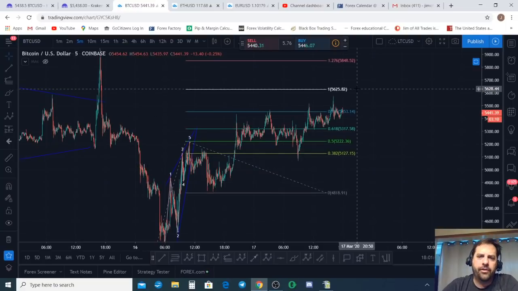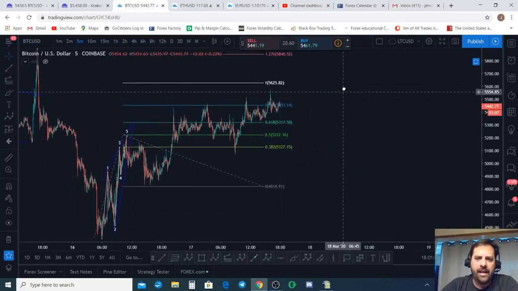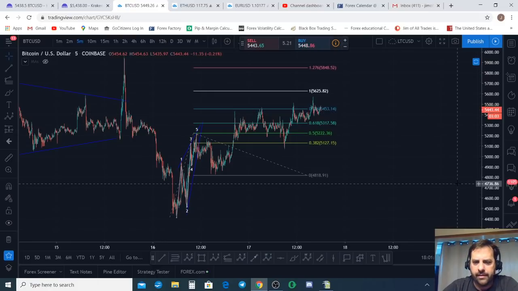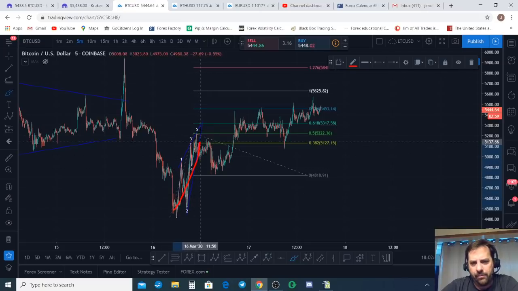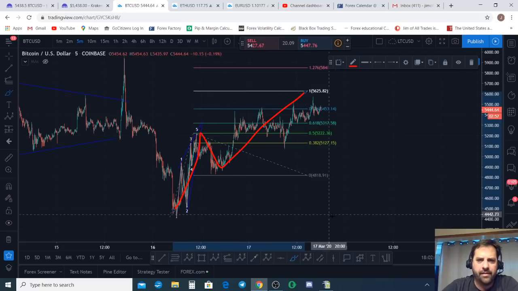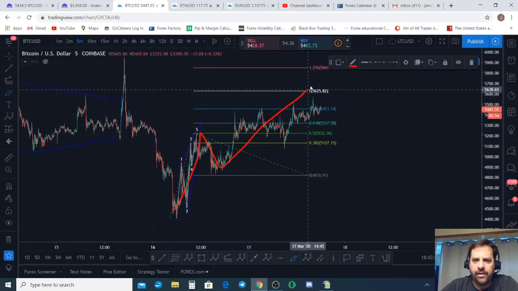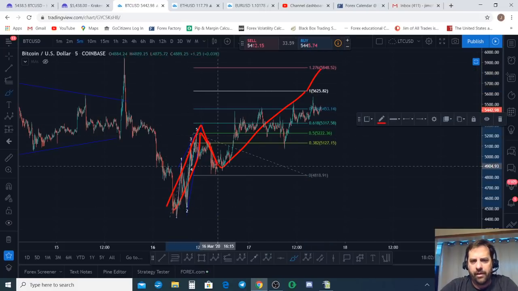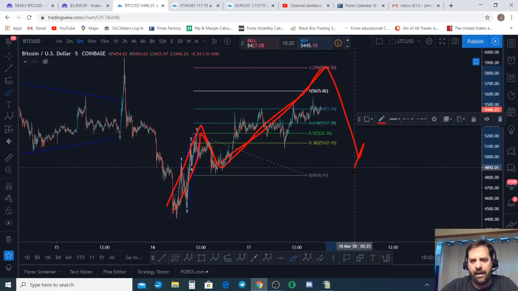Right around $5,600 is the one-to-one extension, and that would be representative of a corrective wave, some kind of a 3 wave move that ends at the one-to-one extension. If it trudges on up to the 127 extension here, that would give us 58.48, and that would still be some kind of a corrective wave, and then we would expect a downside move.